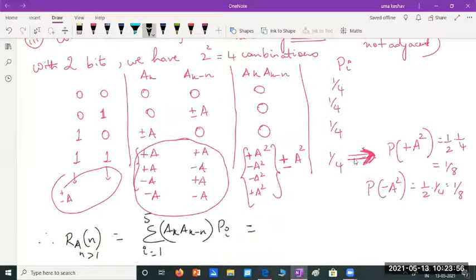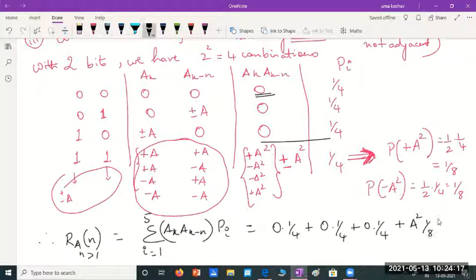So you list all the cases. The first product is 0 into 1 by 4. Second occurrence again 0 into 1 by 4 plus 0 into 1 by 4. Third occurrence also. The last one is plus A square into 1 by 8. And then the next one is minus A square into 1 by 8.